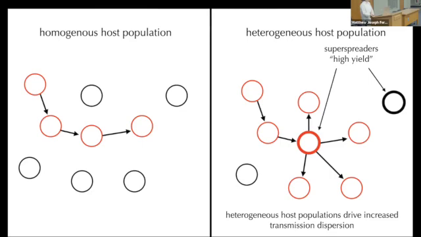This heterogeneity can come from a couple of different factors. For example, a high yield host could just be more gregarious, with more contacts and so more opportunities to spread the infection. Other sources could be biological heterogeneity, where some hosts maintain higher parasite loads and are more infectious, so when they have the opportunity to transmit, they're more likely to do so. A lot of the work on transmission dispersion focuses on these host factors.